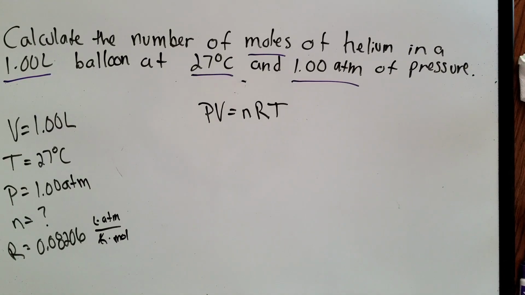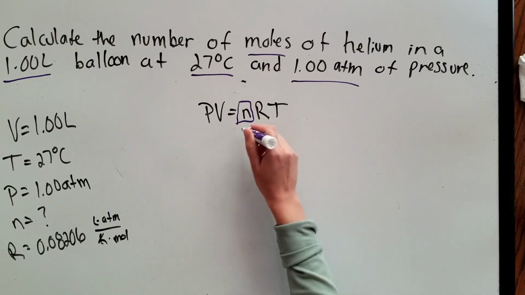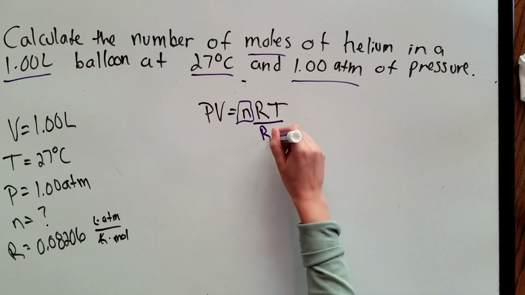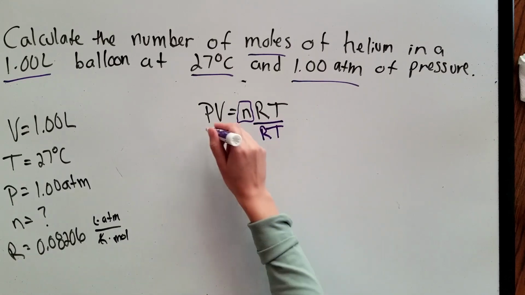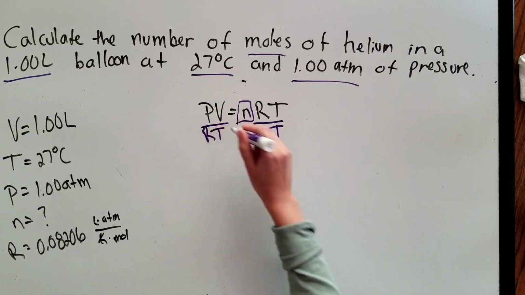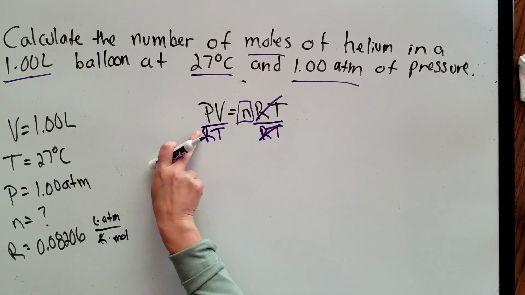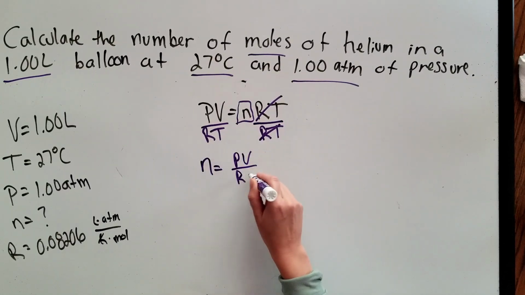Before I plug in though, I'm going to rearrange this equation to solve for n. So I want n on one side of the equal sign and all the other variables on the other. Okay, so I need to get rid of this R and T. So to get rid of them, since they're in the numerator on top, I'm going to bring them down on bottom. So I'm going to divide by RT. That's going to get rid of it on this side of the equation. Whatever I do to one side of the equation, I have to do to the other. So it cancels out over here and then remains in the denominator on this other side. Okay, so I have n equals PV divided by RT.